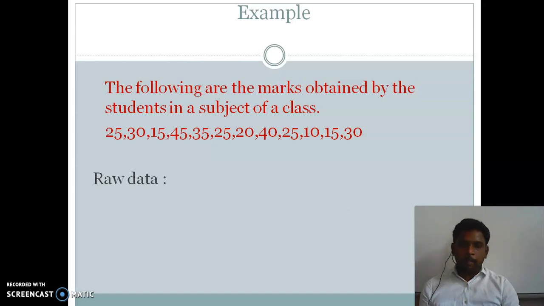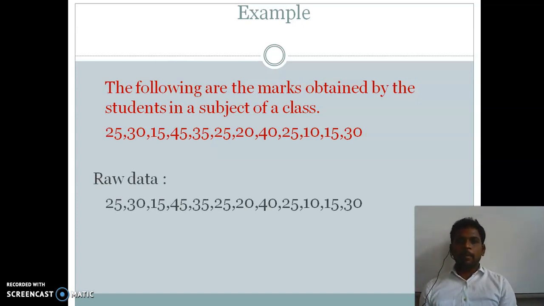Raw data. Suppose the information is given or written without changing anything in that form, it is under raw data. So look at the data here. Here the information is given as it is, without changing anything. So this type of data is known as raw data, right?